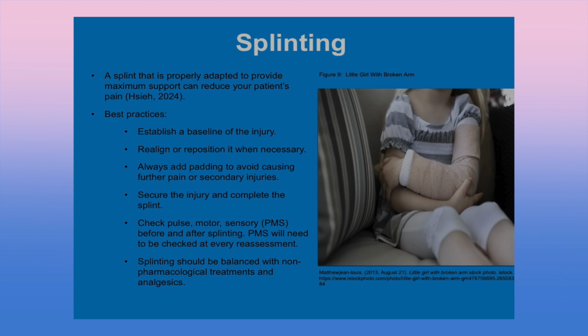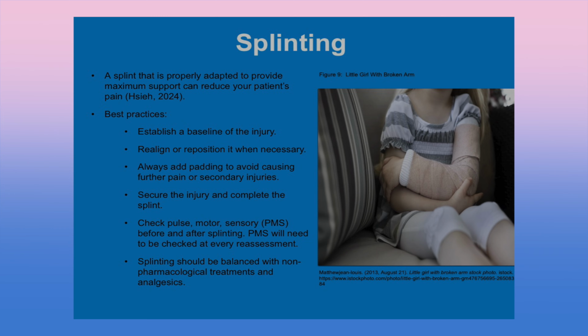Splinting is also an effective non pharmacological intervention for pediatric patients in pain that's associated with musculoskeletal and orthopedic injuries. A splint that is properly adapted to provide maximum support is able to significantly reduce a patient's pain by minimizing movement and preventing further tissue damage. Effective immobilization not only enhances the patient comfort, but it supports overall injury management. When EMS providers are considering splinting as a way to manage pediatric pain, it's important that we follow the best practices of splinting. First would be to establish a baseline of the injury.